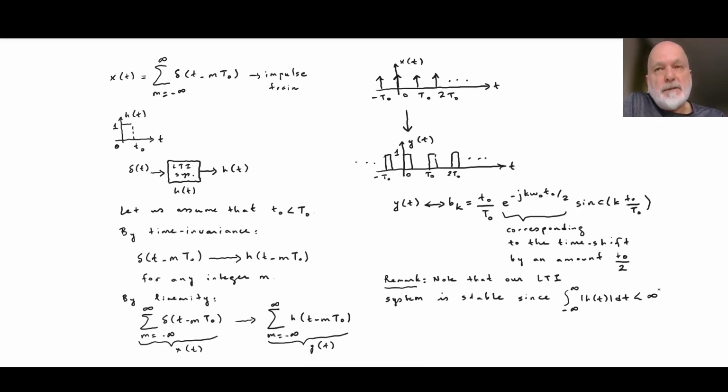If our system is stable and linear and time invariant, then a periodic signal at the input will always yield a periodic signal at the output with the same period.